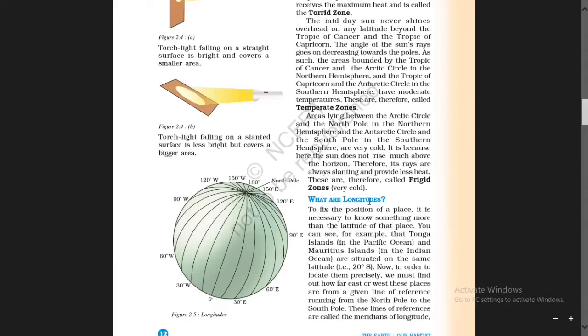What are longitudes? So far we have discussed, boys, about latitudes. Regarding longitude, we shall discuss in the next part of the chapter.